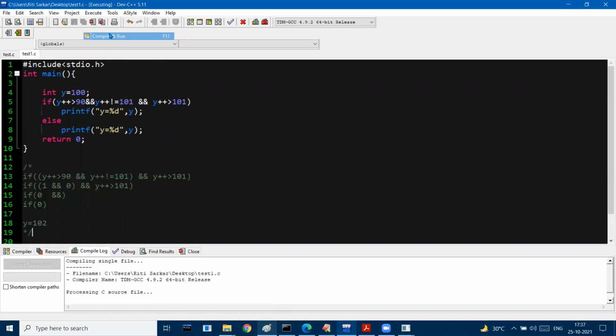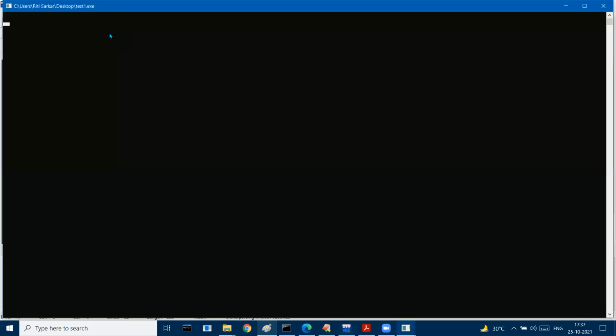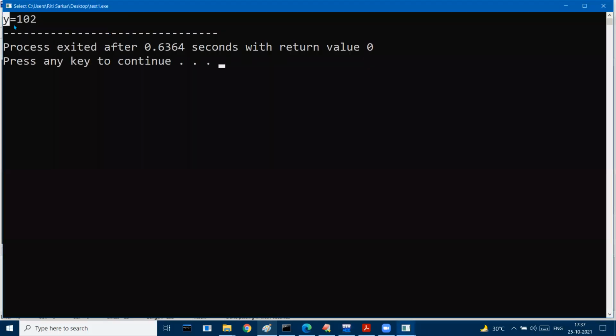Execute, compile and run. The value of y is coming as 102.